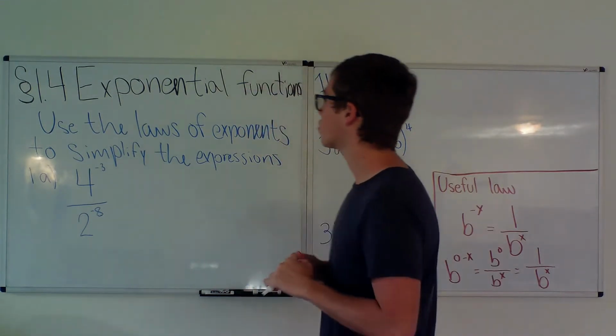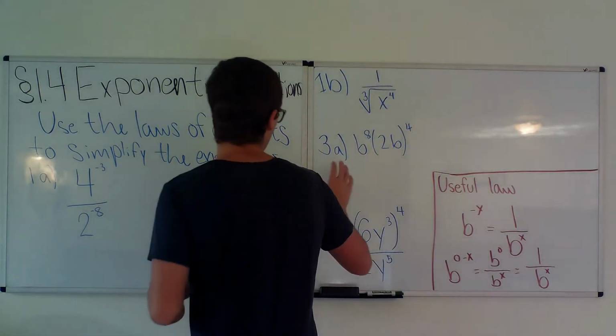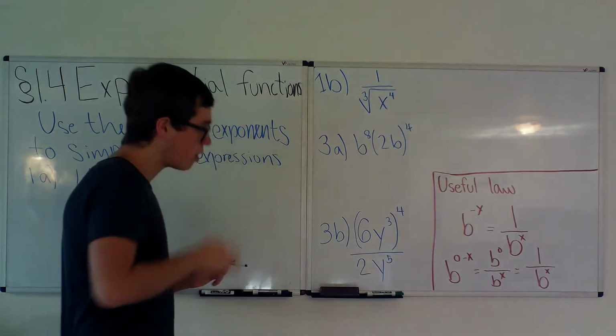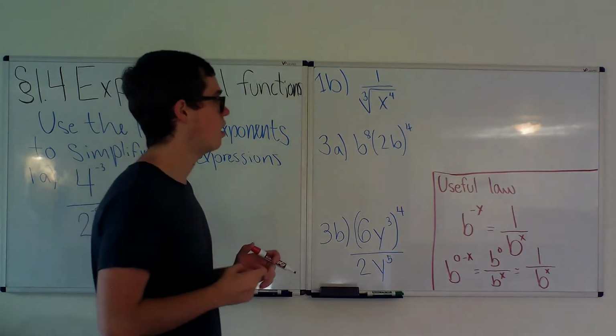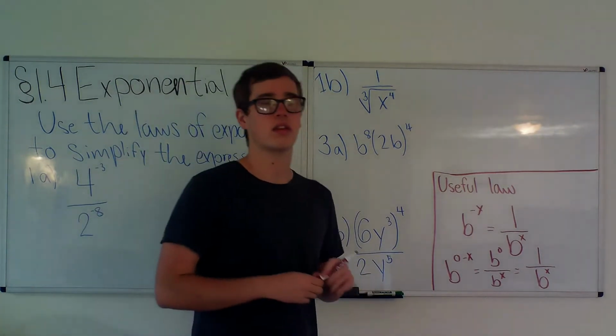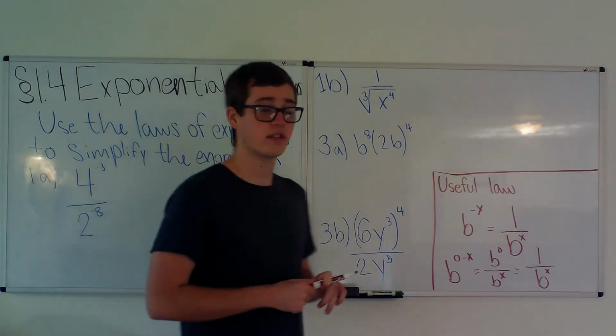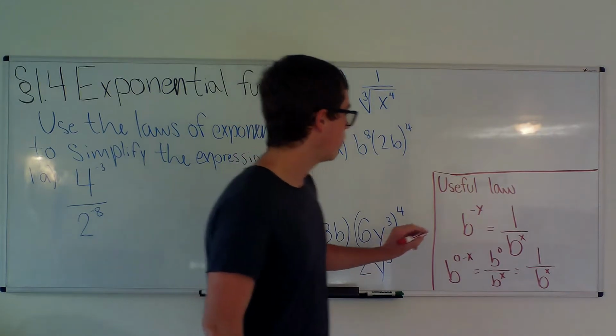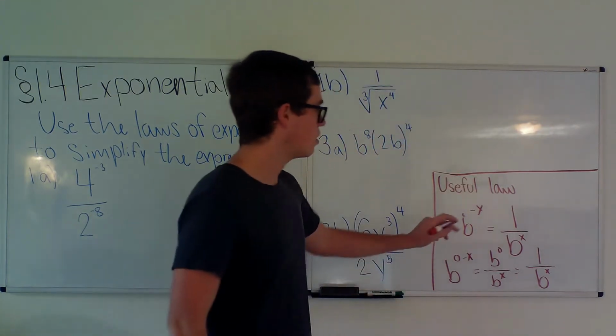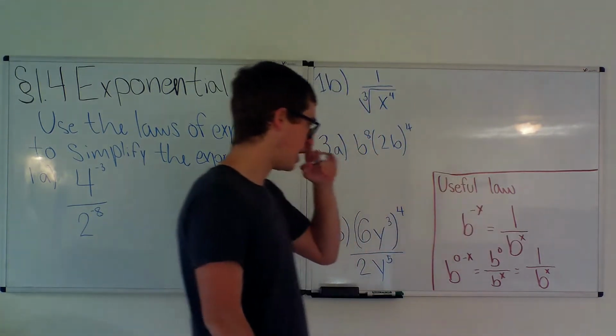So we're going to do problems 1 and 3, but one thing I'd like to cover first is a useful law that I didn't necessarily say. It's a law of exponents. It's kind of a subset of one of the laws, but it's b to the negative x is equal to 1 over b to the x.